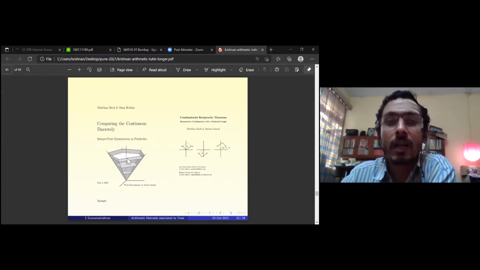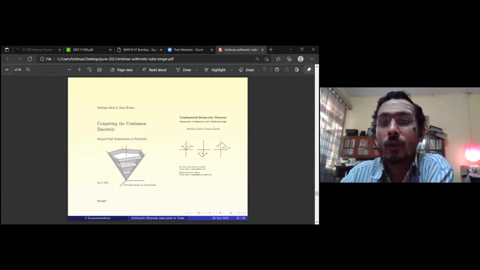Somehow this cover page blended with the background, I don't know why it happened, but these are good books: Computing the Continuous Discretely, by Beck and Robins, and this book by Beck and Raman Sanyal. I taught a course out of this book by Matthias Beck and Raman Sanyal, Combinatorial Reciprocity Theorems. Yeah, so this is a good book.